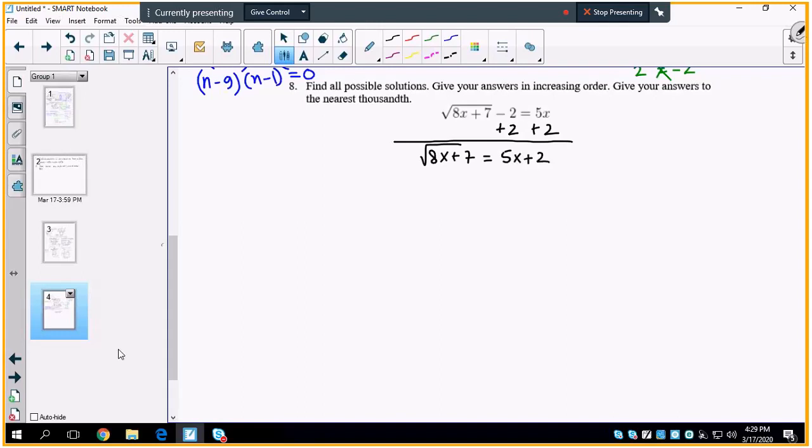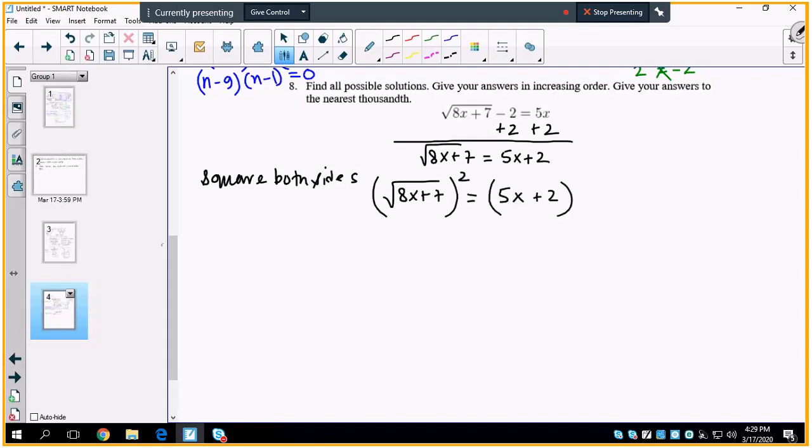Now I know, just like the last problem, I will square both sides. And when I do so, I get square root of 8x plus 7 whole to the power 2 is equal to 5x plus 2 whole to the power 2. Left hand side is pretty simple. It's just 8x plus 7. What is 5x plus 2 squared? Well, it will be 5x plus 2 multiplied by 5x plus 2 because of the square.